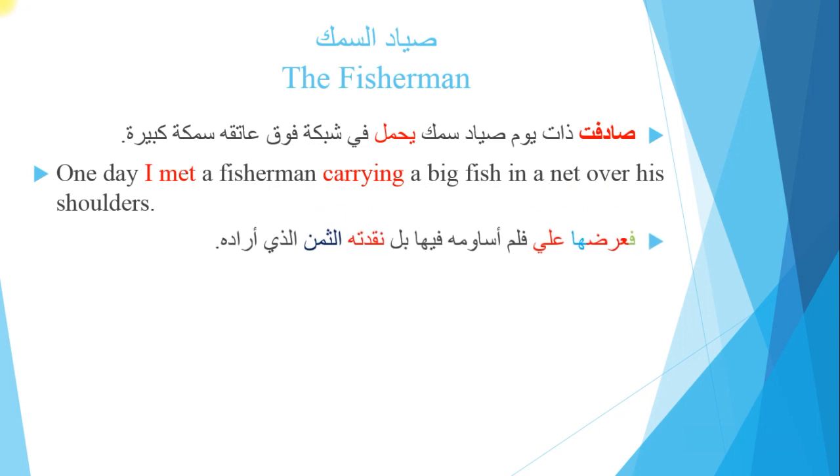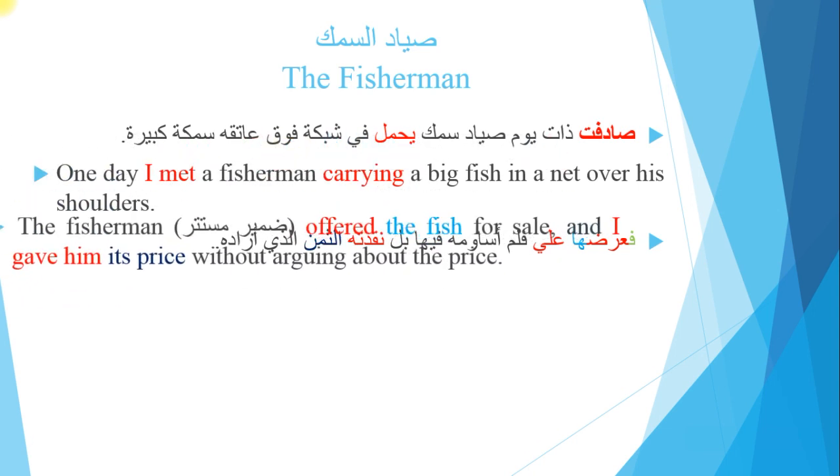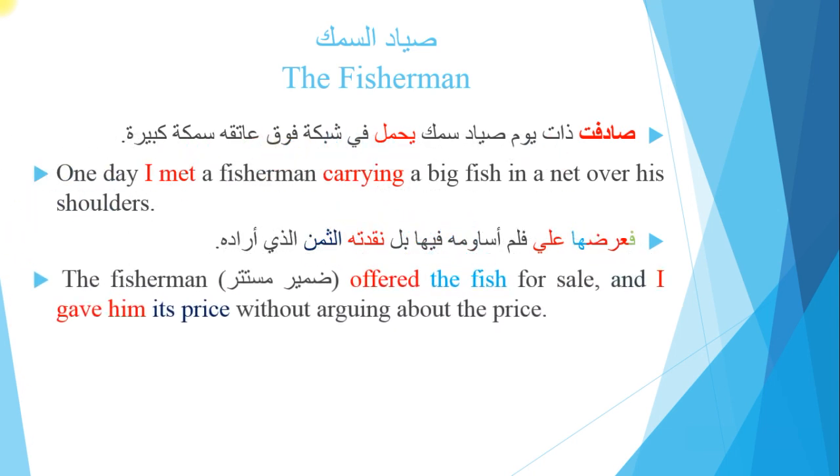The next sentence, فعرضها علي فلم أساومه فيها بل نقدته الثمن الذي أراده. From the context I understand that the fisherman offered a fish to the narrator and he wanted to sell it to him, and the narrator gave him the money, or the sum, that he wanted. How to translate it? فعرضها علي.